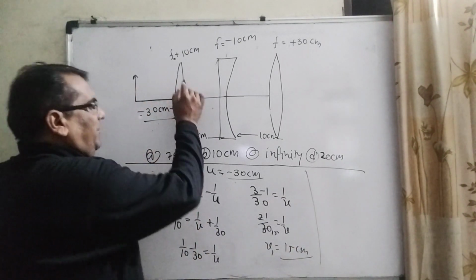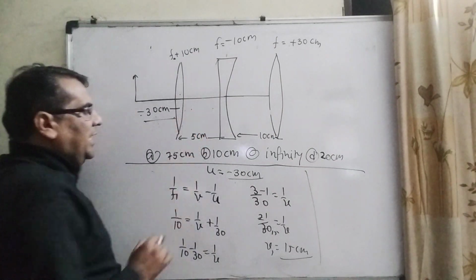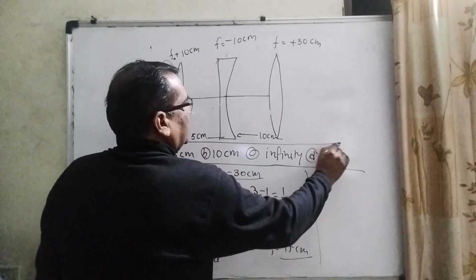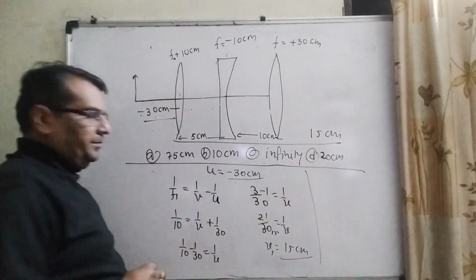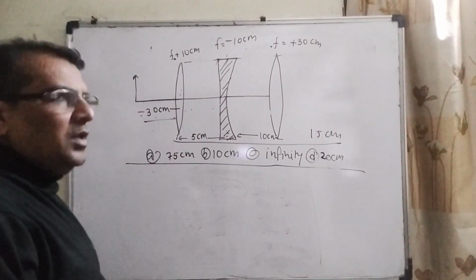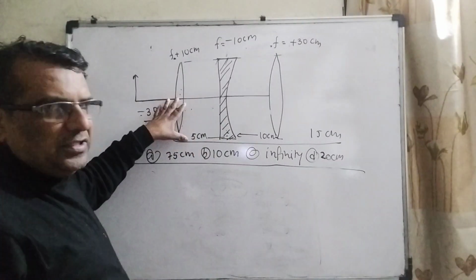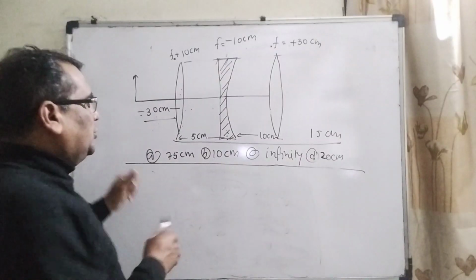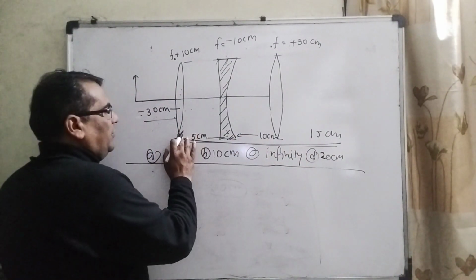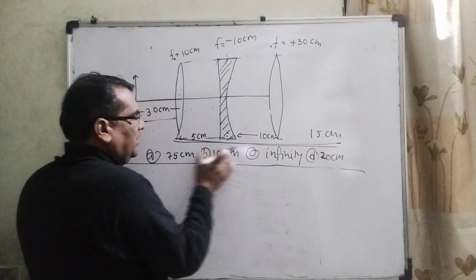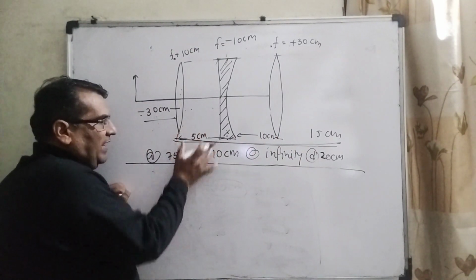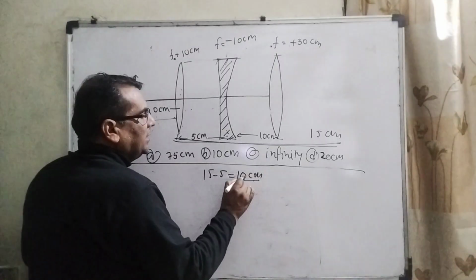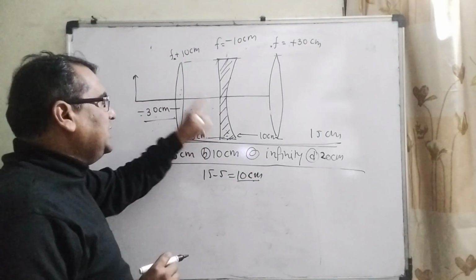For the first lens, the image is at 15 centimeter. It works as an object for the second lens. So, is it clear? The first distance is 15 centimeter. Now the image formed by the first lens works as an object for the second. The total distance from the first lens is 15 centimeter and the distance between the two lenses is 5 centimeter, so 15 minus 5 becomes 10 centimeter. It serves as an object for this lens.